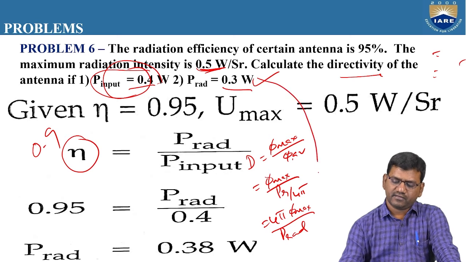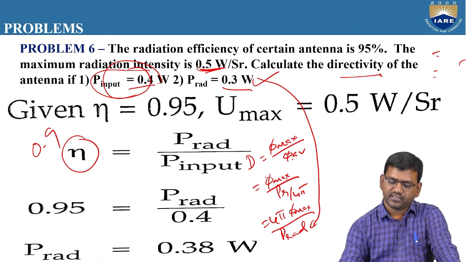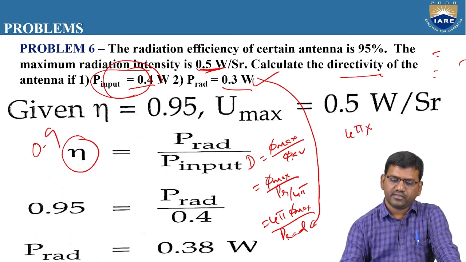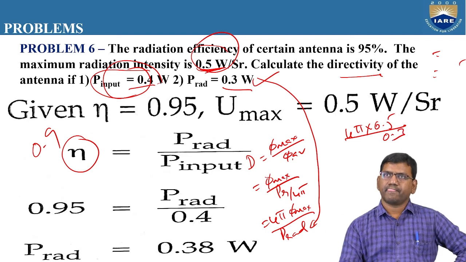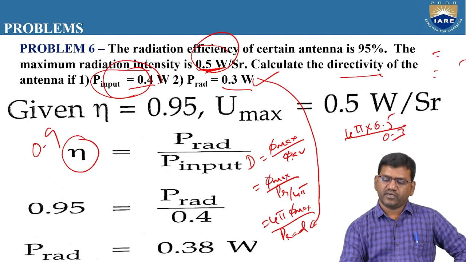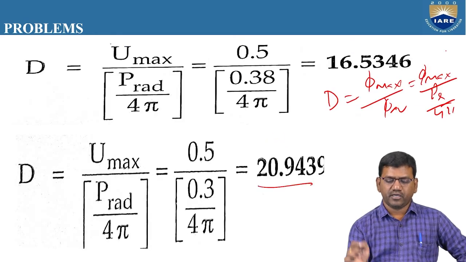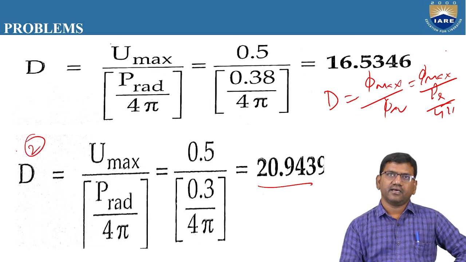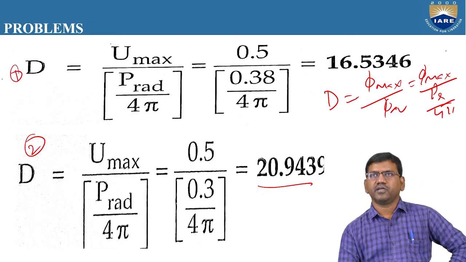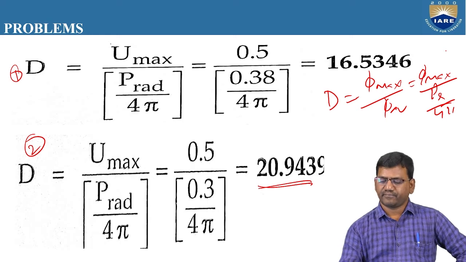So you substitute the P rad as 0.3. You will get 4 pi into phi max, the maximum radiation intensity given as 0.5, whole divided by P rad, given as 0.3. Now you simplify 4 pi into 0.5 by 0.3, and you will get the value as 20.9439. This is the second problem, and 16.534 is the first one.